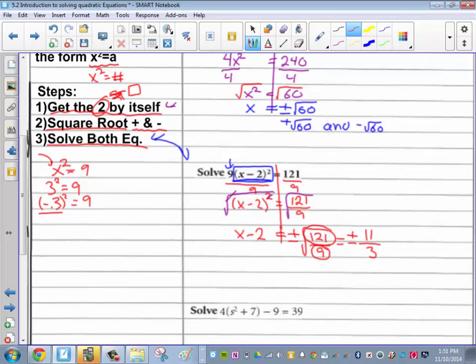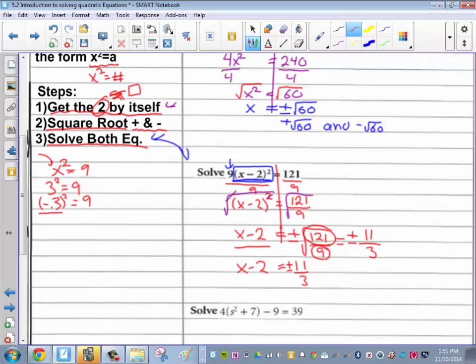Okay. So what we have here, let's put it all together. I still have my x minus 2 is equal to plus or minus 11 over 3. Okay. Now this is where we go to step 3. We need to solve both equations for it being positive and for it being negative.